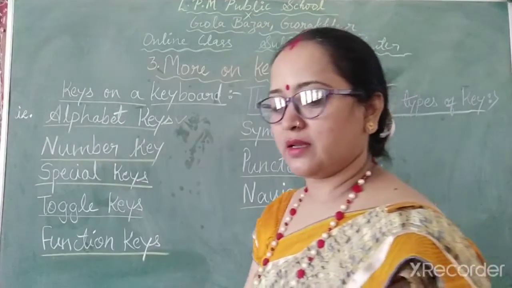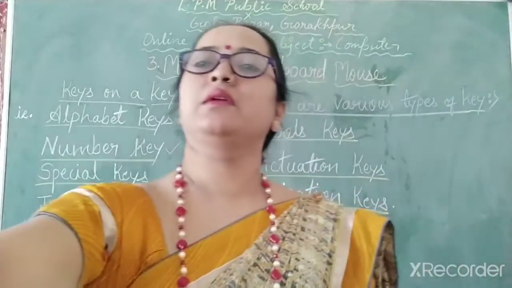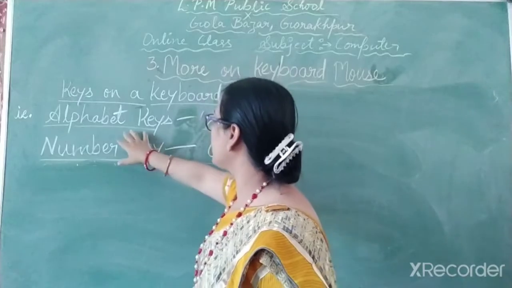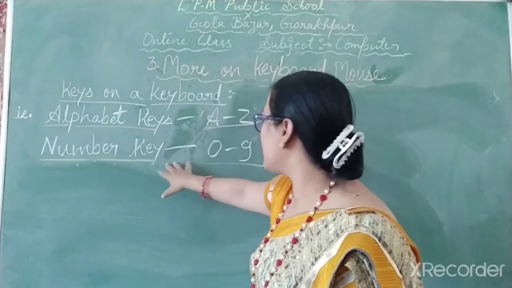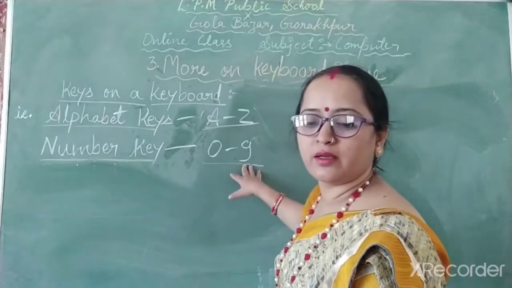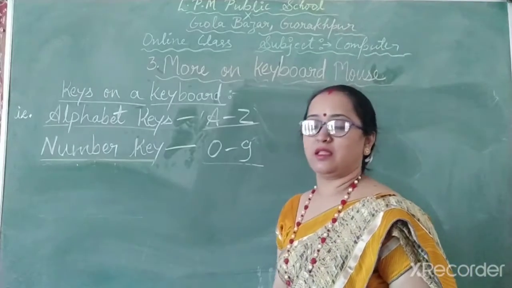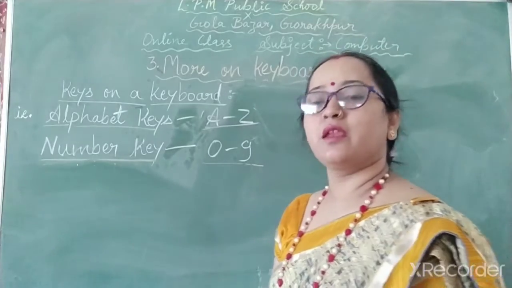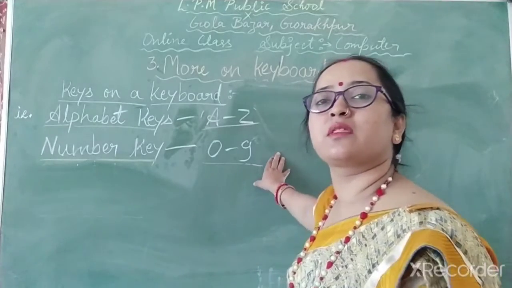The next key is the number key. See here, in alphabet keys we have A to Z. Likewise, in number keys we have the digits 0 to 9. Number keys include all the digits from 0 to 9. These keys are 10 in number, and they are used to enter numbers.